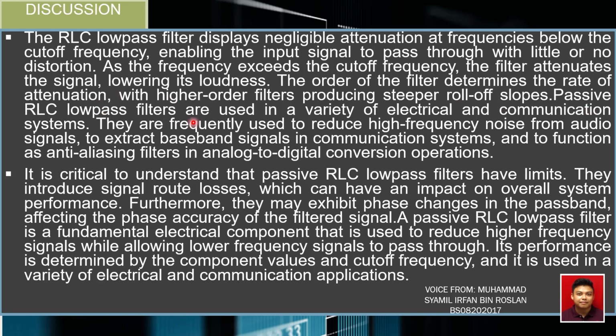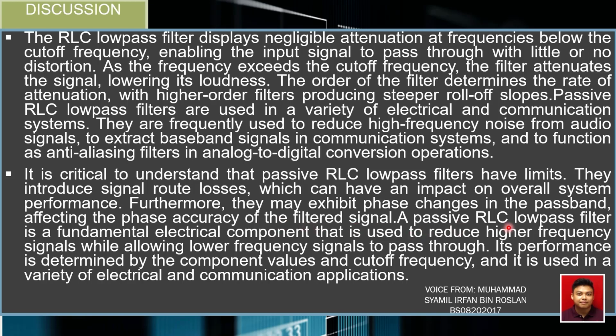Passive RLC low-pass filters are used in a variety of electrical and communication systems. They are frequently used to reduce high-frequency noise from audio signals, to extract baseband signals in communication systems, and to function as anti-aliasing filters in analog to digital conversion operations. It is critical to understand that passive RLC low-pass filters have their own limits. They introduce signal power losses which can have an impact on overall system performance. Furthermore, they may exhibit phase change in the passband, affecting the phase accuracy of the filtered signal.